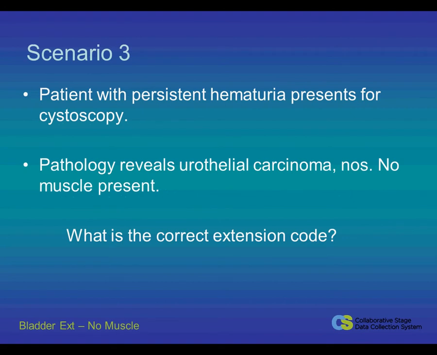Now our next scenario. The patient has persistent hematuria and presents for the cystoscopy. The pathology reveals urothelial carcinoma not otherwise specified, no muscle present. So what is the correct extension code? In this scenario, things become a little more challenging in selecting the correct extension code. There's no muscle in the specimen and there is no statement of invasion.